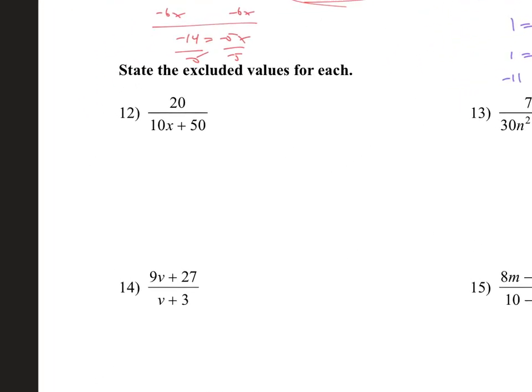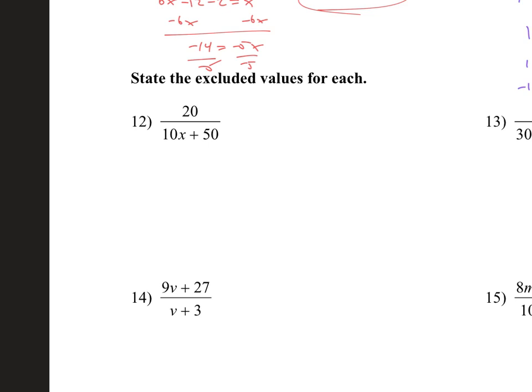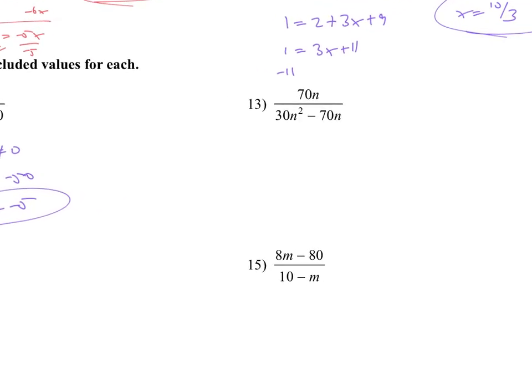So state the excluded values. All we got to do here is set the denominator not equal to 0, and solve for x. So 10x cannot equal negative 50. So x cannot equal negative 5. These are simple. So here I can take out a 10 and an n, so that's going to leave me with a 3n minus 7. So n cannot equal 0, and n cannot equal 7 thirds.